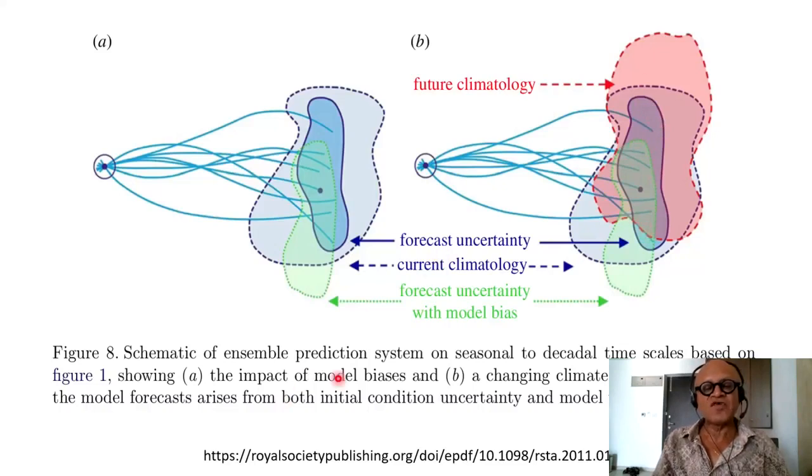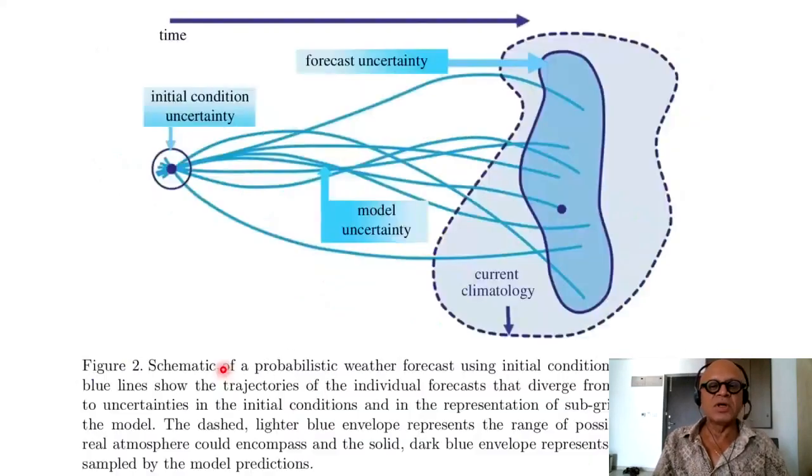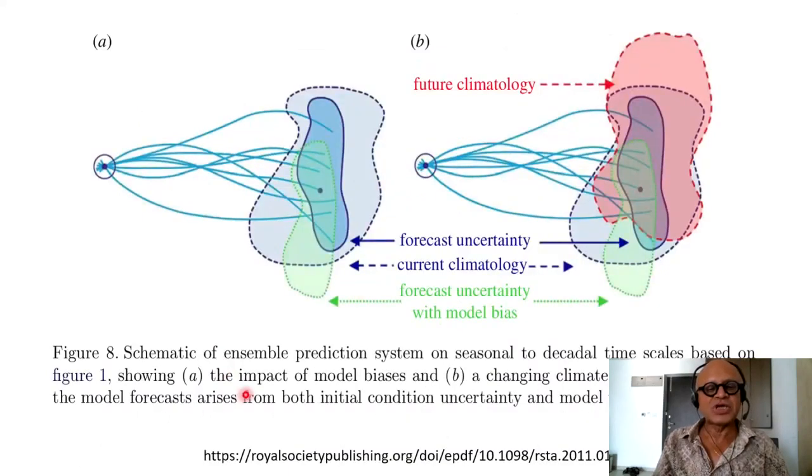So, schematic of ensemble prediction system on seasonal to decadal timescales based on figure 1, which is what we had looked at, showing the impact of model biases and changing climate. The uncertainty in model forecasts arises both from initial condition uncertainty and model uncertainty. So when we do forecasts, we are initializing and integrating forward, whereas typically climate projections out to multiple decades are not forecasts, they are projections.